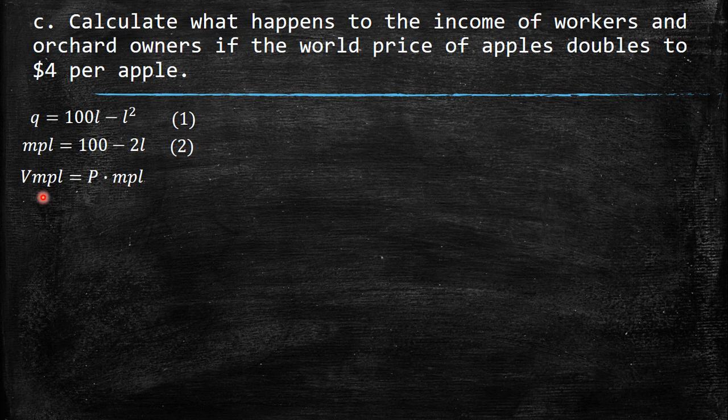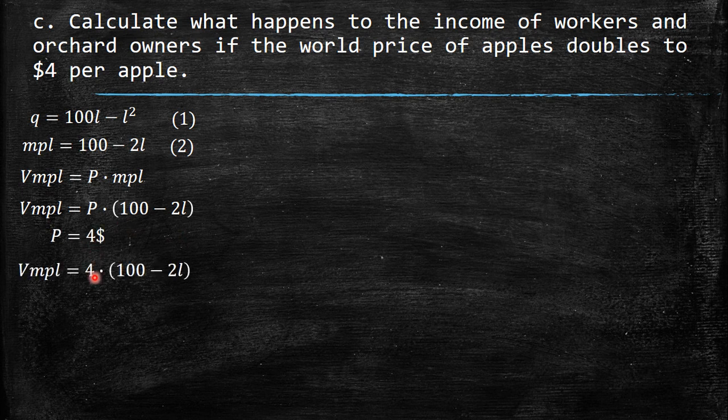So here we have the value of the marginal product of labor, which is equal to price times the marginal product of labor. We already know this one from before the exercise, but now the change is that the price is 4, so we just replace it here with 4, and then we will have 400 minus 8L, and then we are going to find W2, which is the situation when the price is equal to 4. Then we have W2 equal to 400 minus 8L.